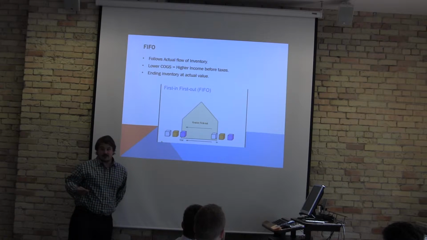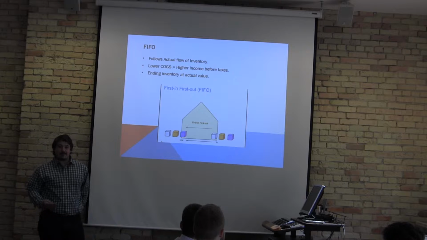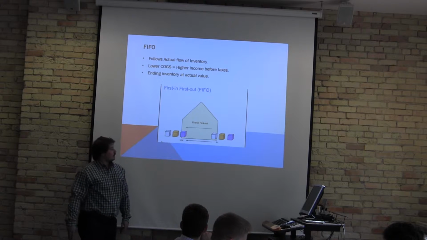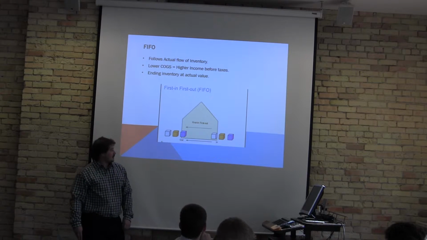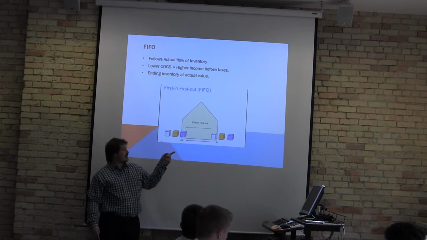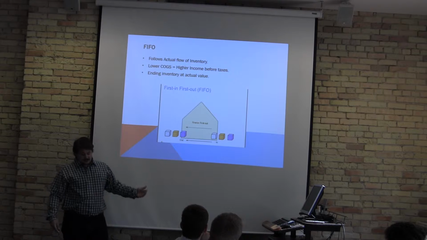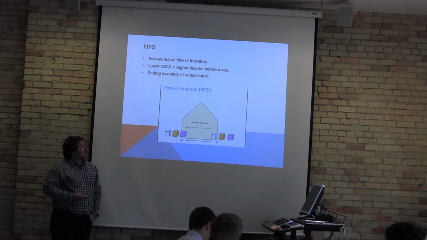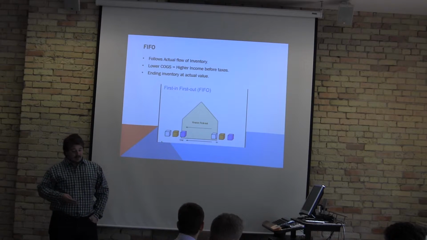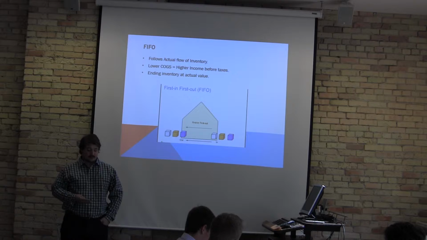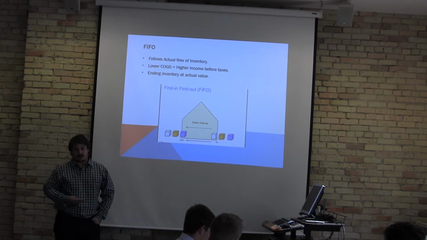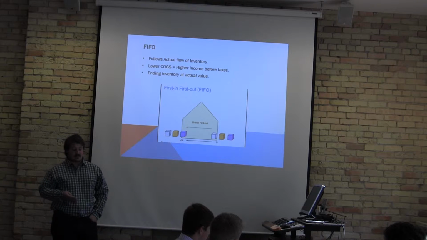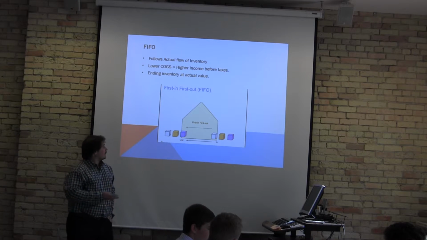So FIFO is the most commonly used one, and it follows the actual flow of inventory in and out of a company. So if, for instance, the light blue box comes in first, it's the first one to go out. Dark blue box is last to come in, last one to go out. So that's FIFO, and this will cause the cost of goods sold of your inventory to reflect the prices of the most recent products that you have sold or purchased. And the ending inventory then will be valued at the actual cost of what is remaining in inventory. And I'll explain how later.